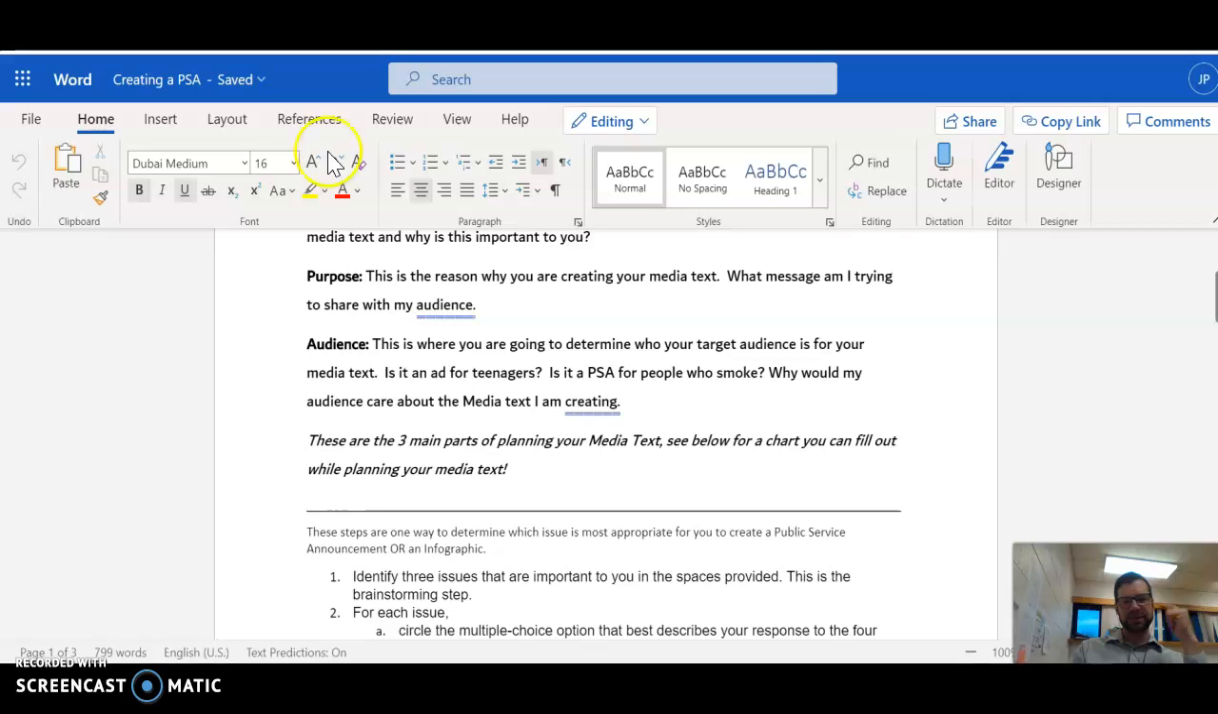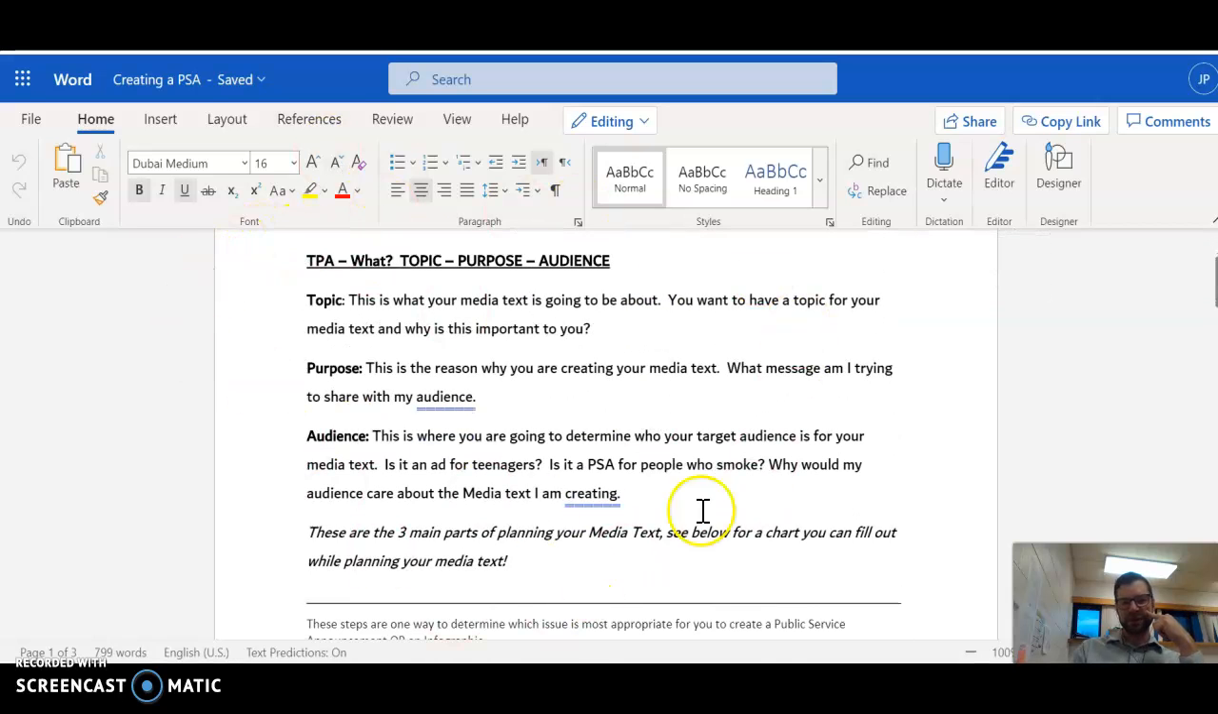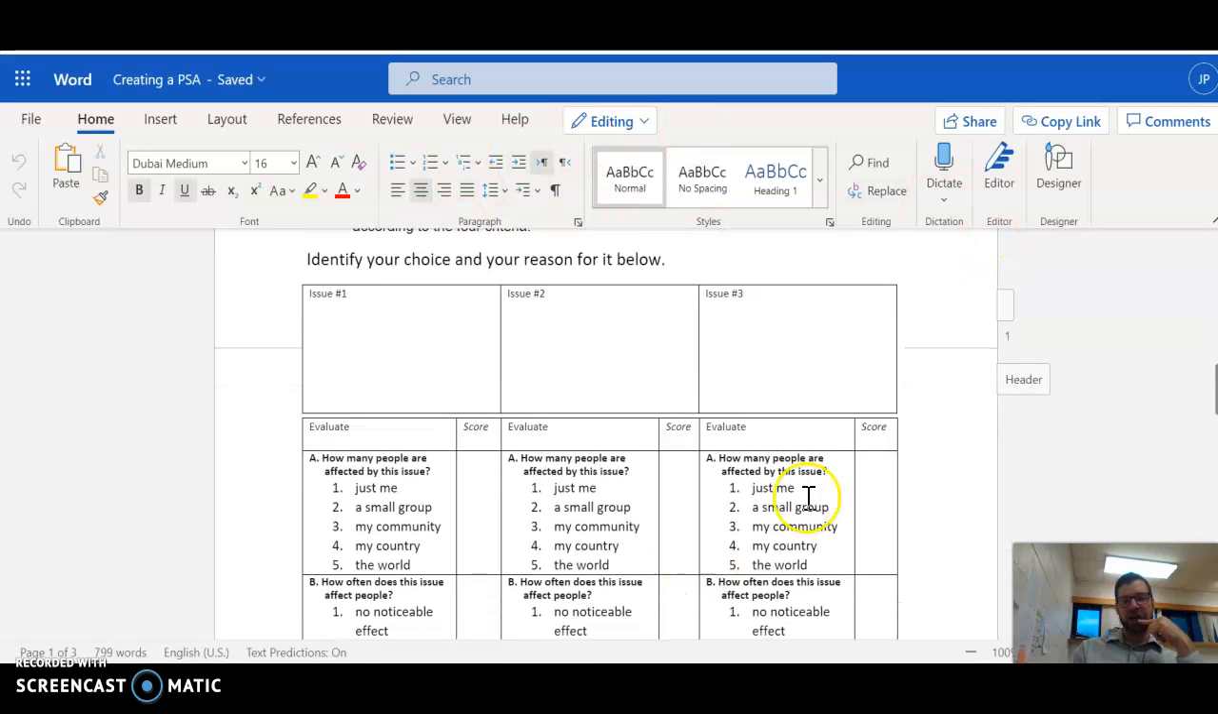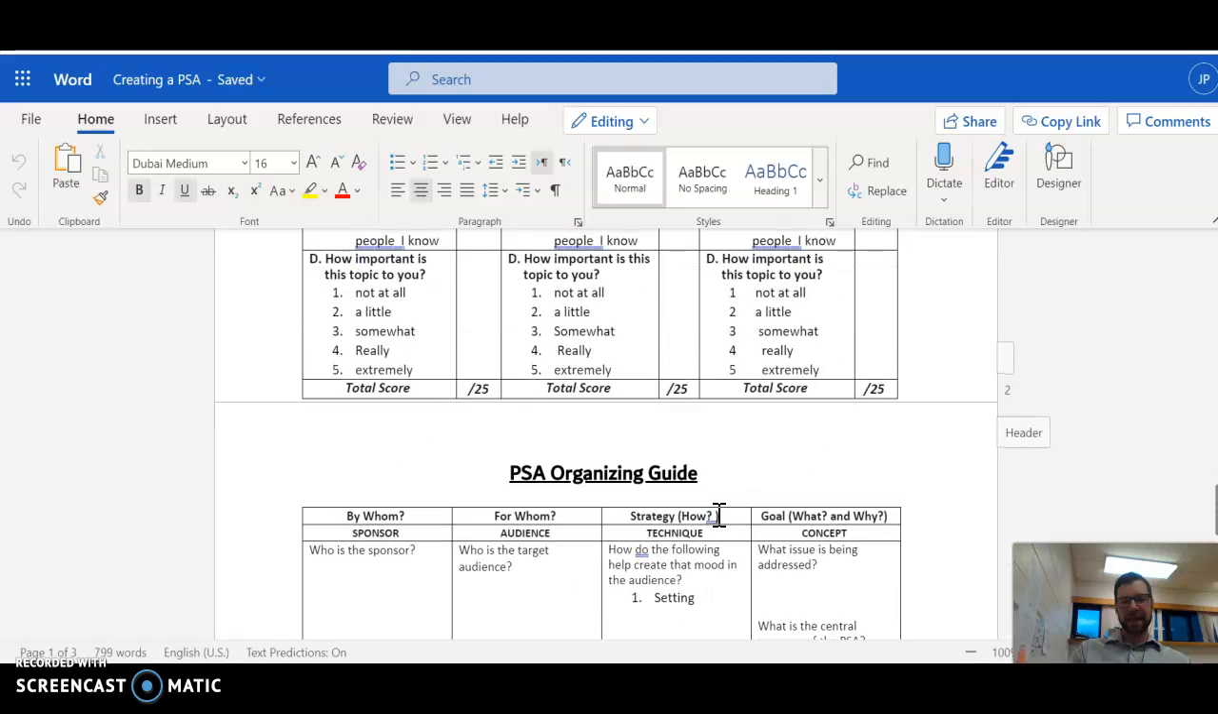So let's take a look at some of the stuff here. So much the same. This part's the same as it was for an infographic. This chart here is the same. So find your 3 issues. Maybe you want to do something about running red lights. Maybe you want to do something about distracted driving. And maybe you're thinking about doing something about, we'll go back to Canada's Food Guide, eating a balanced meal every day. So then answer these questions for each of those 3 issues that you choose and score yourself at the bottom.